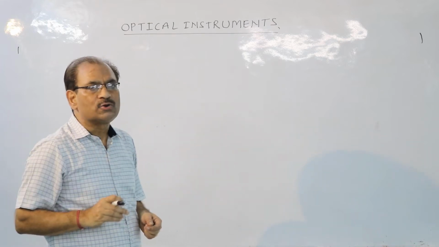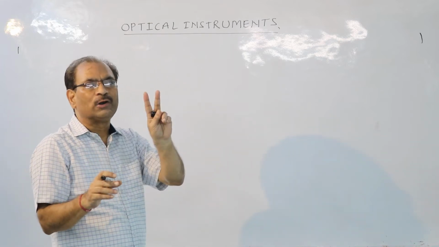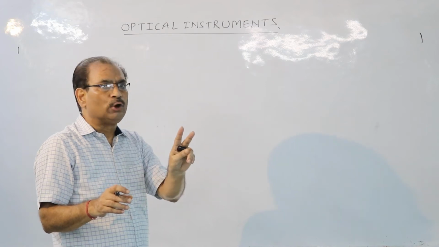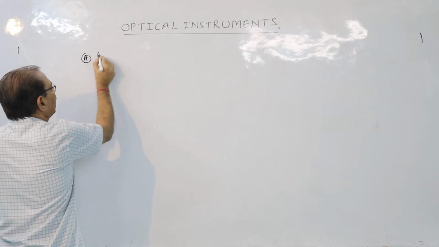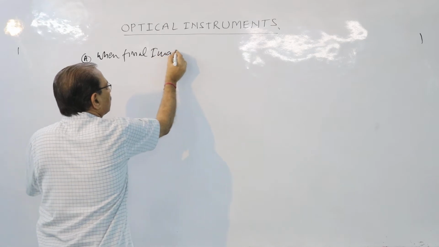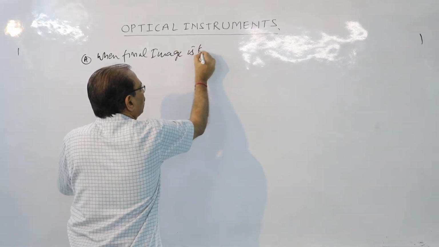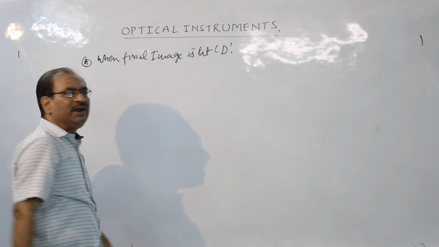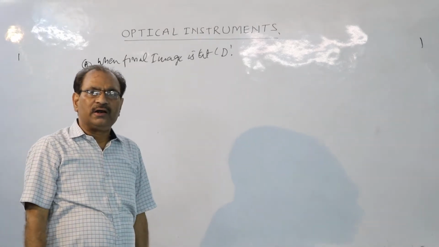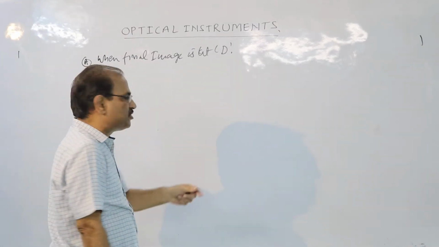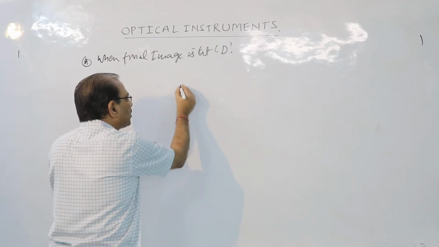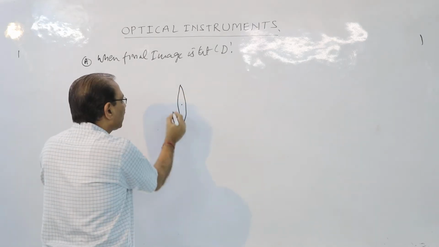Children, in a compound microscope, we have to use two convex lenses. Two cases I am going to discuss. Case number one, where the final image is at D. D means the minimum distance of distinct vision, and its value is 25 centimeters. In a compound microscope, we are supposed to use two convex lenses. Lens number one is called the object lens, which is small in all respects.